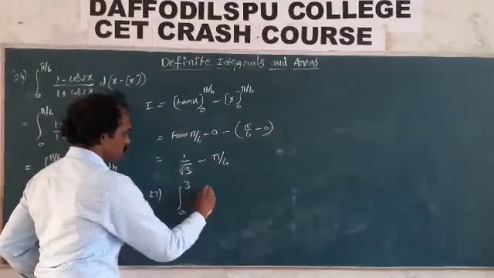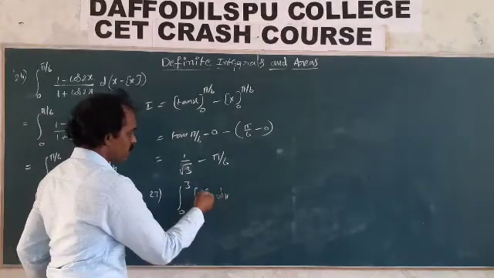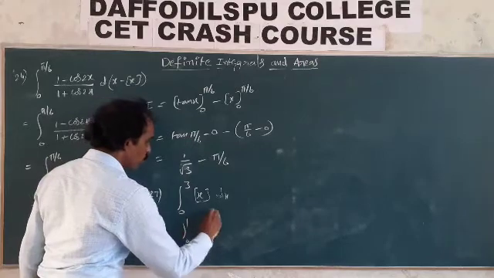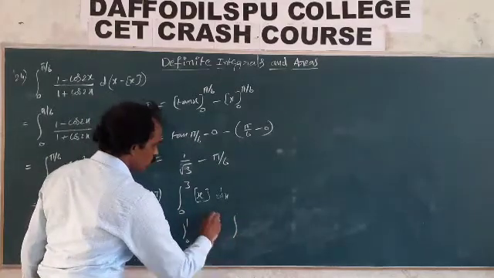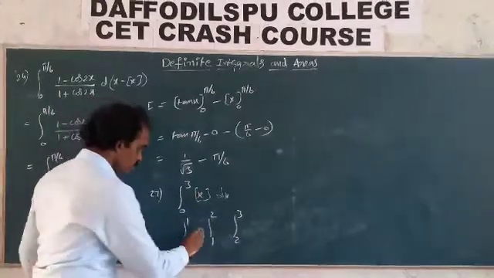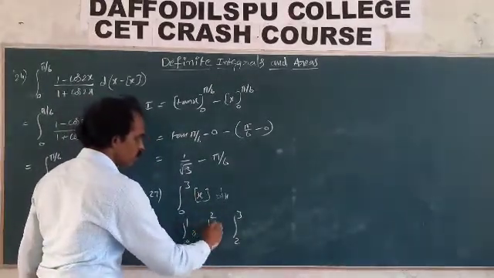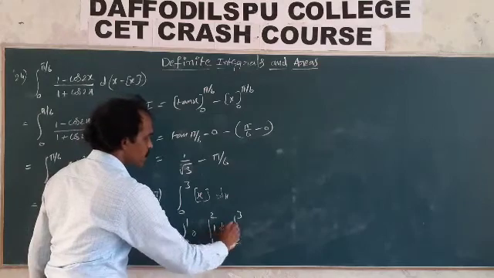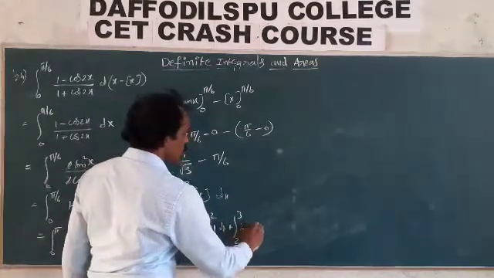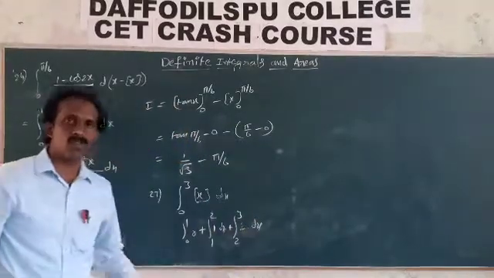The integral from 0 to 3 of step x dx. This value is equal to, that implies, 0 to 1, 1 to 2, 2 to 3. So between 0 and 1, what is the step x value? 0. Between 1 and 2, the step x value is equal to 1, into dx, plus between 2 and 3, the step x value is equal to 2, into dx. So like this.